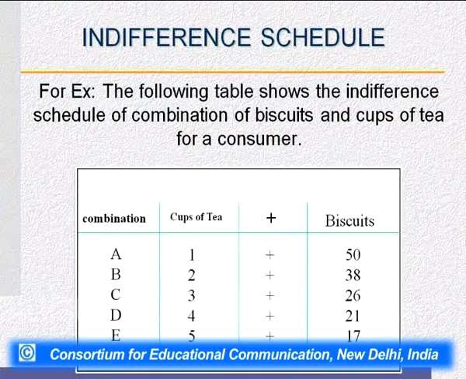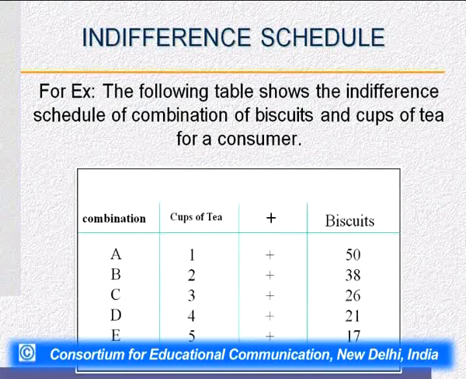Here you can look, if you switch a combination from A to B, then you have to give up some units of a particular product. When you switch A to B, the cups of tea increase from 1 to 2, but the units of biscuit decrease from 50 to 38. If you want another combination with the same satisfaction, you have to give up a particular unit of the commodity which you consumed.